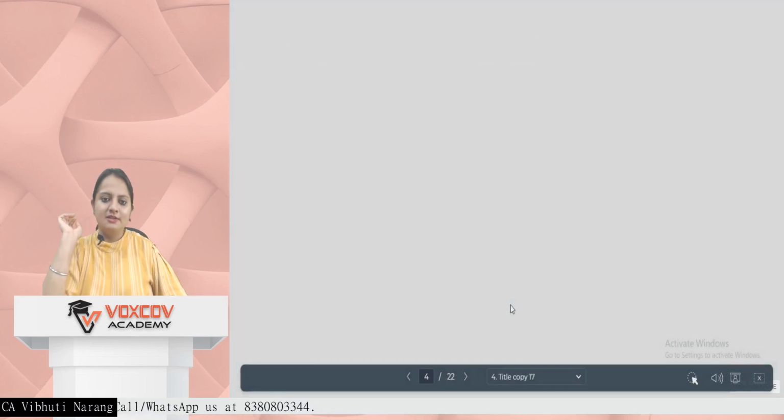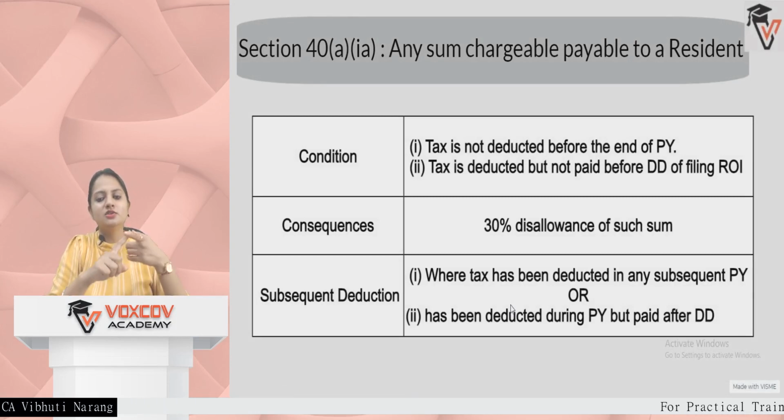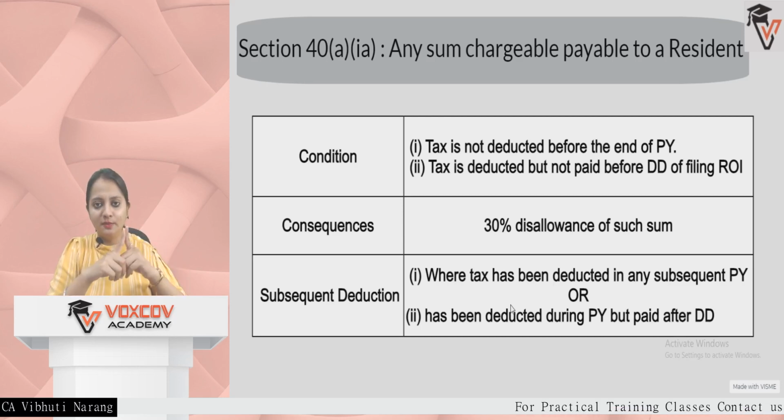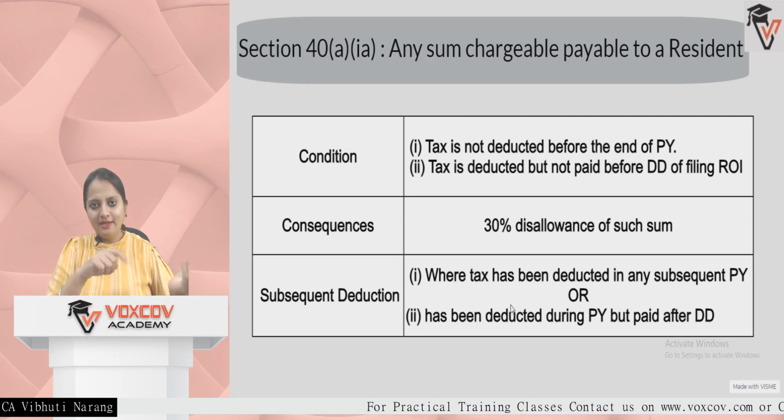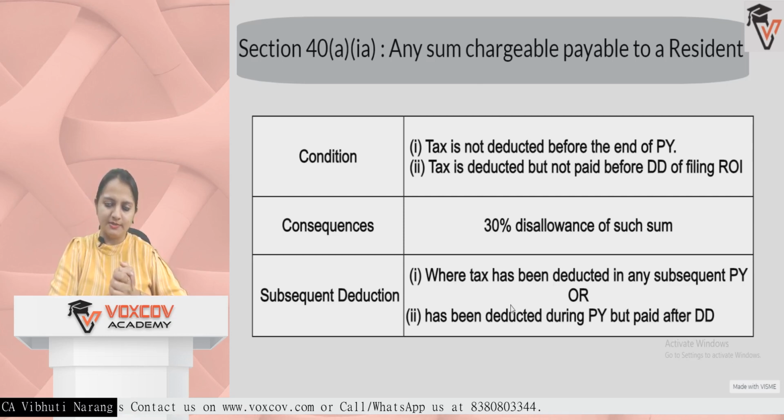Now the section says that there are two conditions, and either one of them is relevant. The TDS is not deducted before the end of the previous year. For example, in my case, the financial year is 2021 and the tax has not been deducted before the end of the previous year.